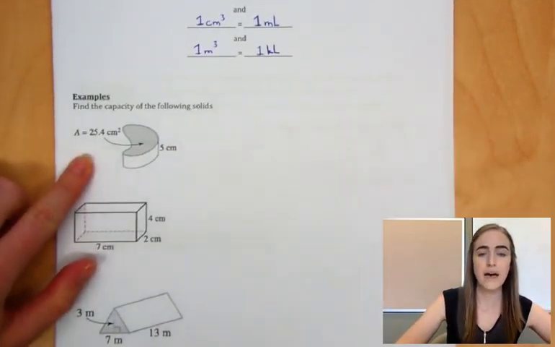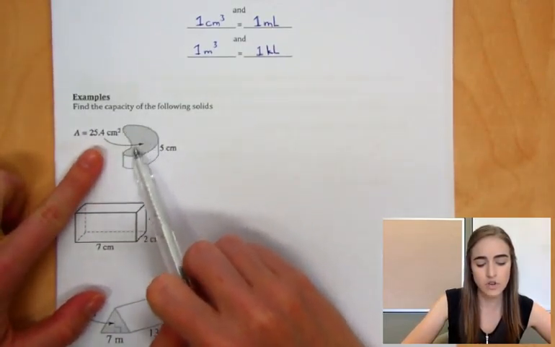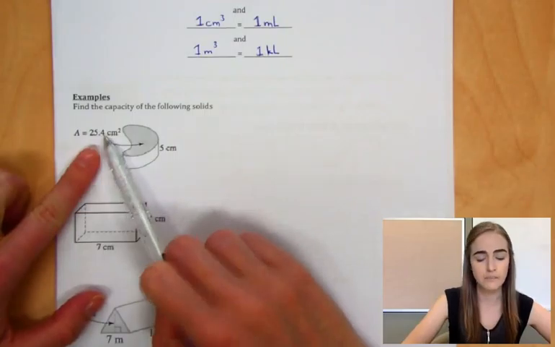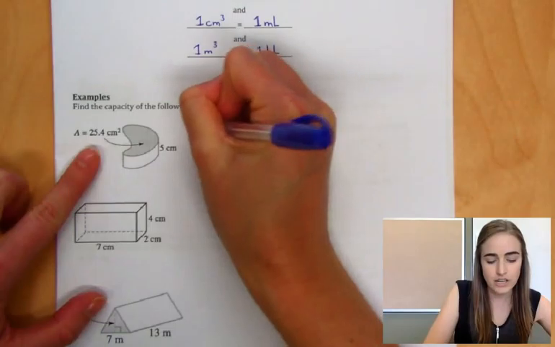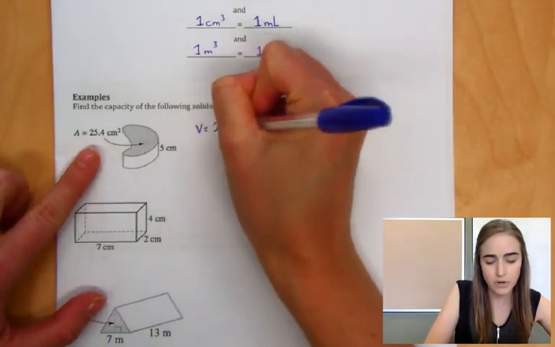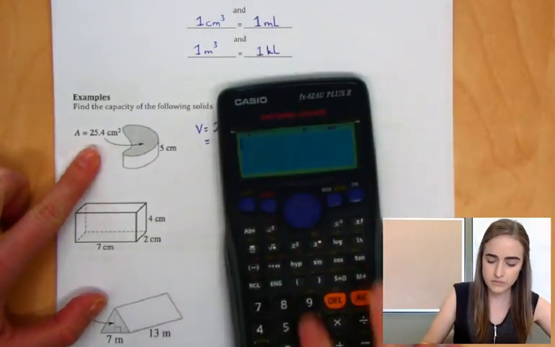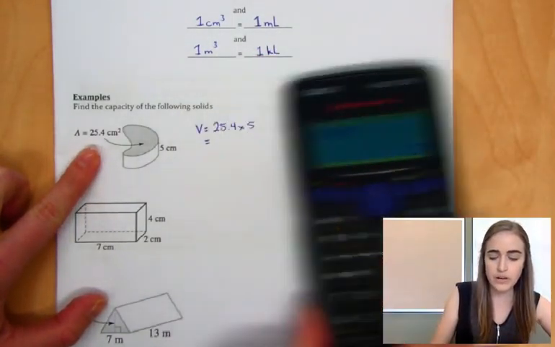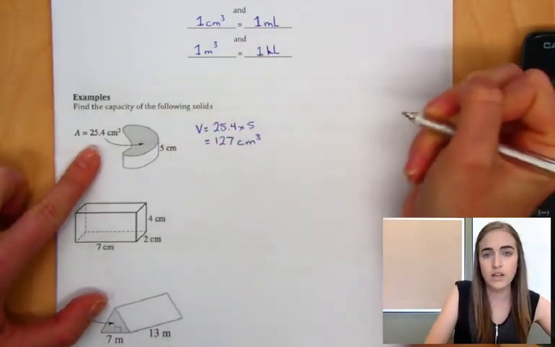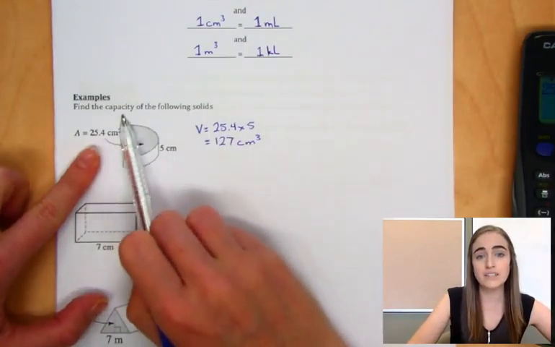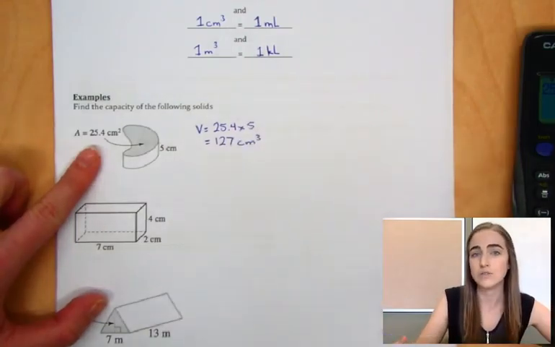So if we're finding the capacity of these solids, the first one, we know that the area of this shape on top is 25.4 centimeters squared, and that the height of that shape is 5 centimeters. So the volume of that shape would be 25.4 times 5. So if we use our calculators, 25.4 times 5, we'd end up with 127 centimeters cubed. But we haven't been asked for the volume, we've been asked for the capacity. So we now need to convert that into milliliters or liters.